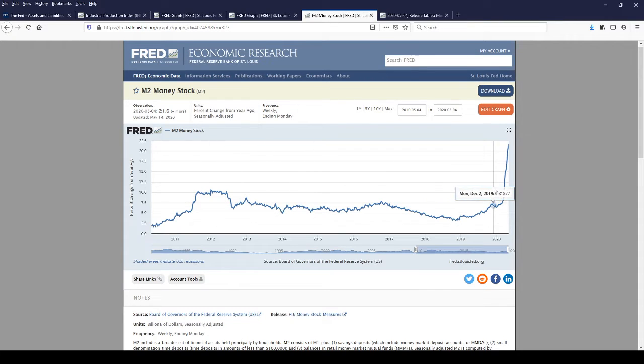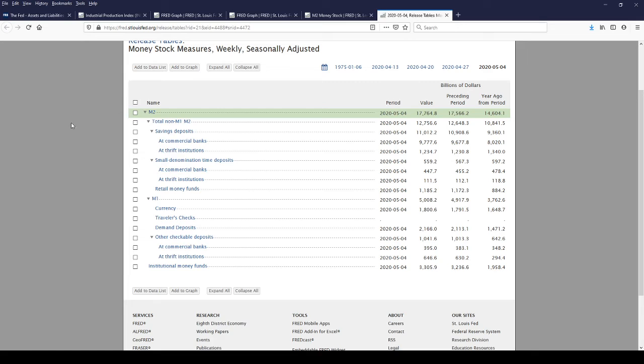So here's the M2 money supply chart that I've copied over there. And here is the breakdown of it. So what are we looking at? Well, the M2 is made up of the M1 plus some other stuff. And what we're looking at is increases. Well, there's been a slight increase in savings deposits. Is that a big surprise? Not really. Now, that makes sense.